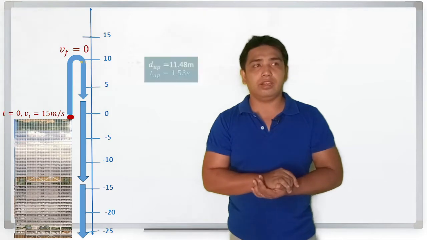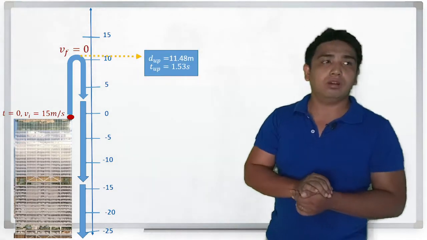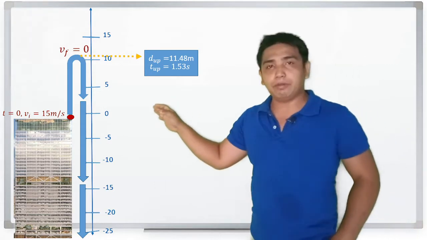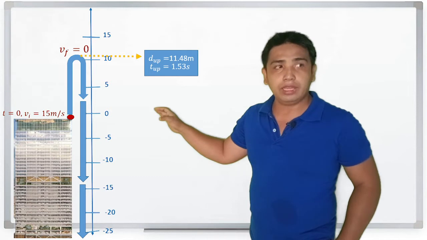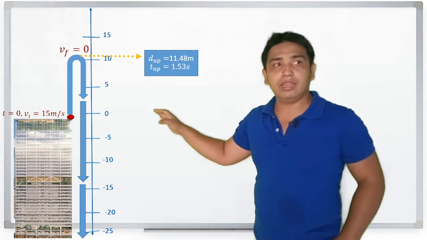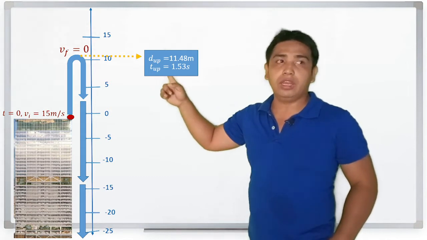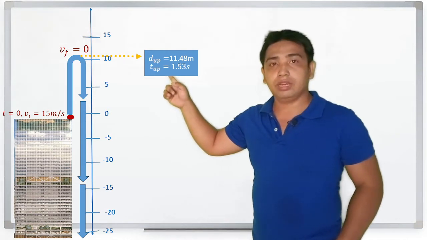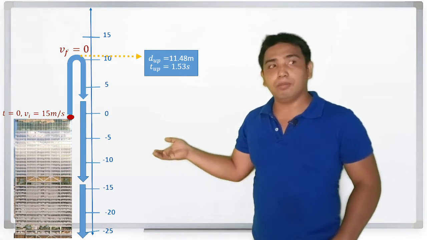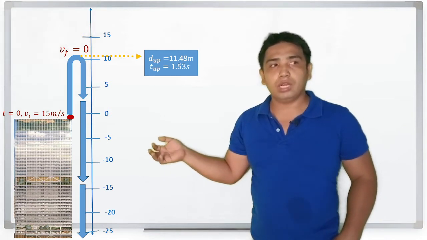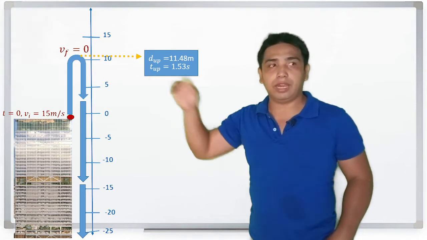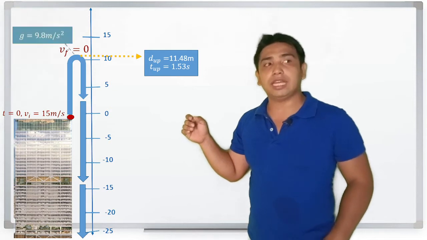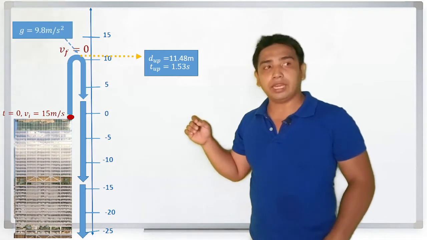Alright, so here is what we have found out. Here is the building, and the top of the building will serve as the reference point, and you are asked to find the maximum height reached by the ball, and you were able to find it, and that's 11.48 meters away from the railing. And then the ball consumes 1.53 seconds to reach the maximum height. And at the maximum height, the velocity is zero and the acceleration of the ball is 9.8 meters per second squared.